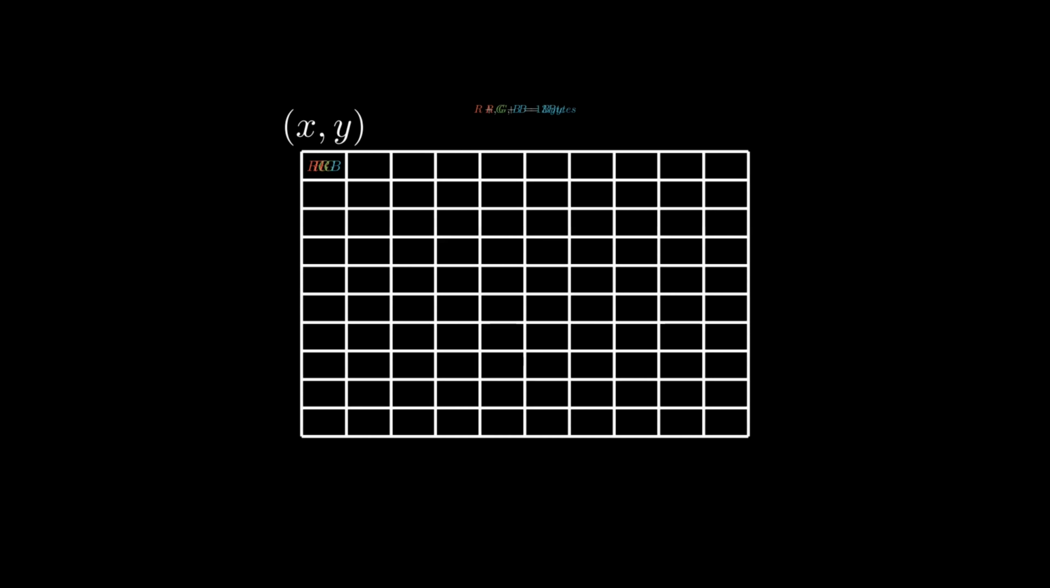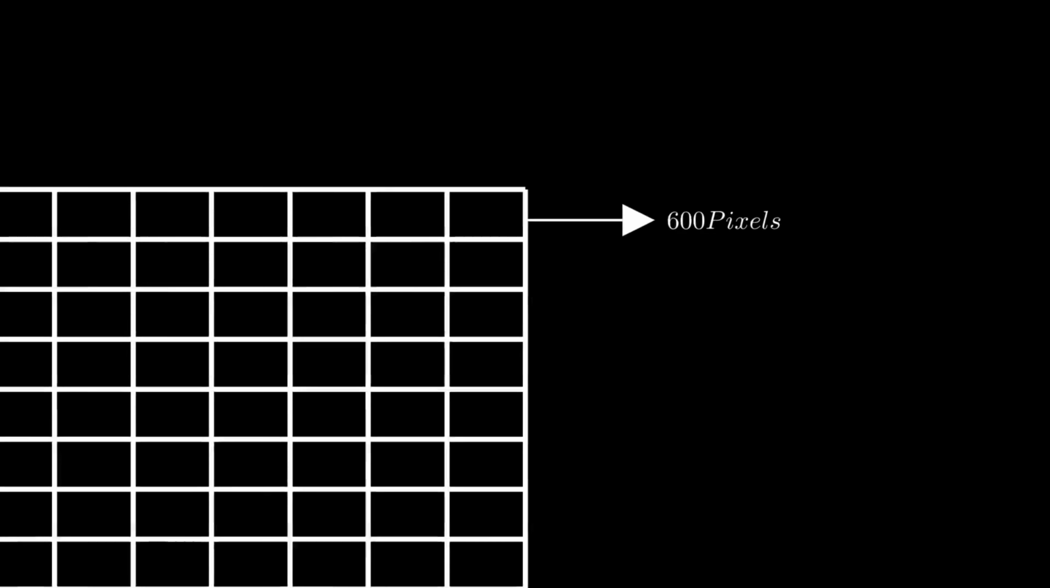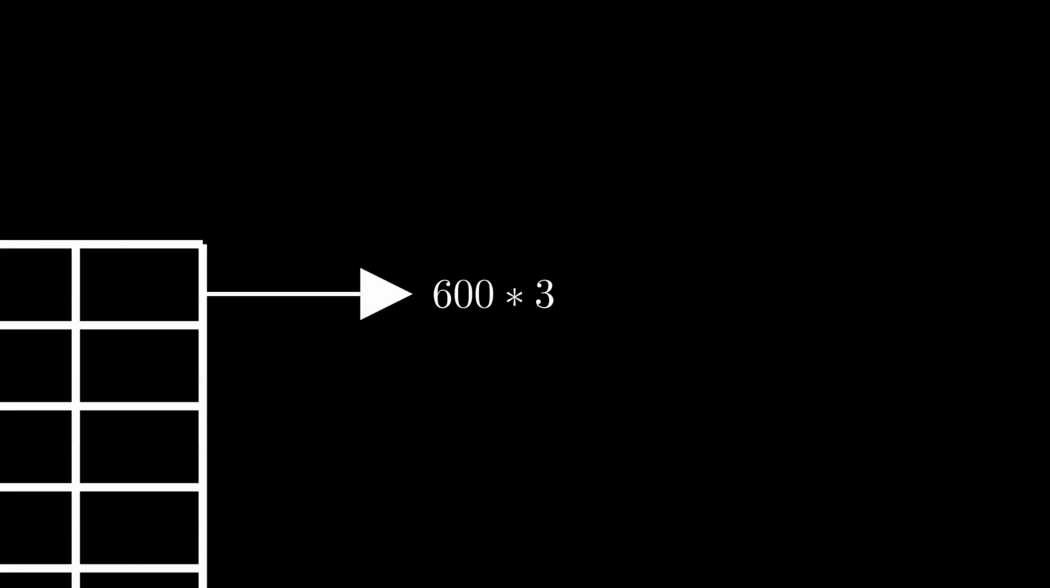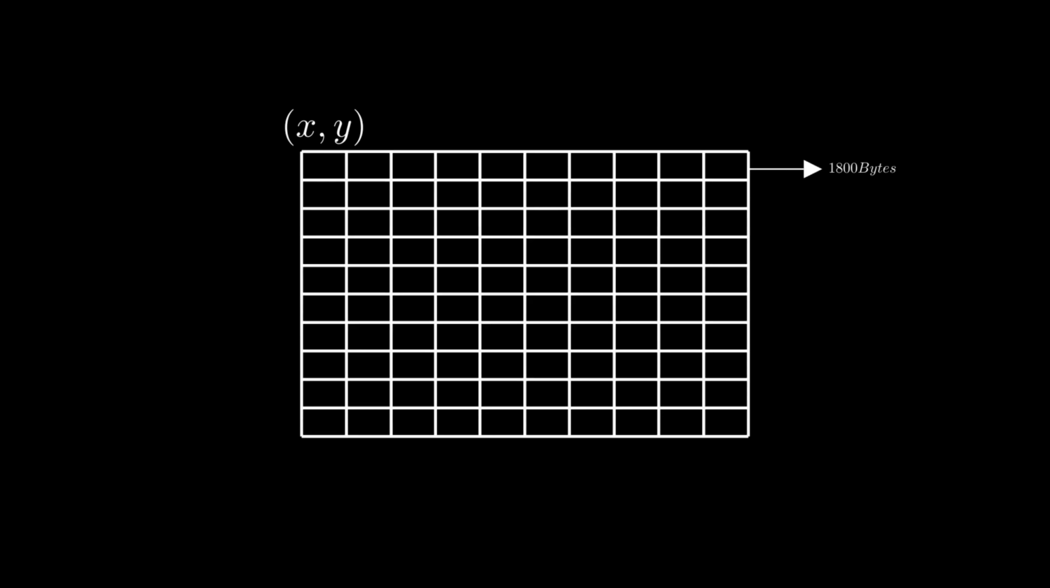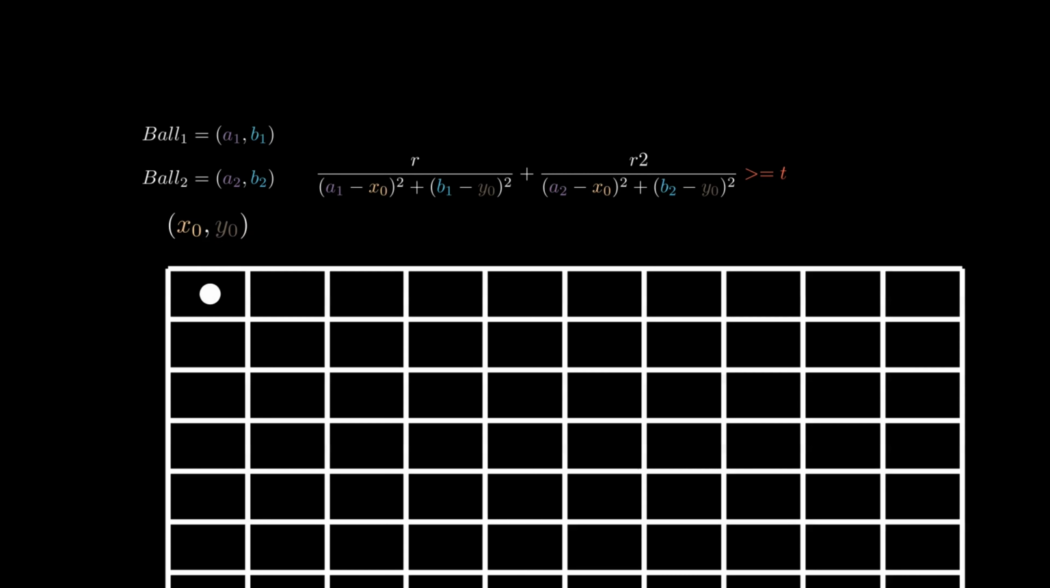Each row in Pixmap has total width times 3 bytes. If our width is 600 pixels, then there will be a total of 600 times 3, which is equal to 1,800 bytes. In our code, we go pixel by pixel in Pixmap and check whether that pixel falls under the threshold or not. If that pixel falls under the threshold, we fill that pixel with color.